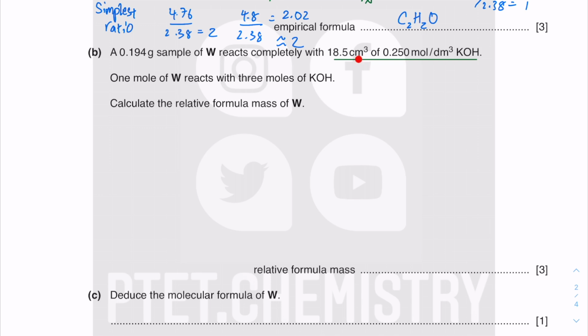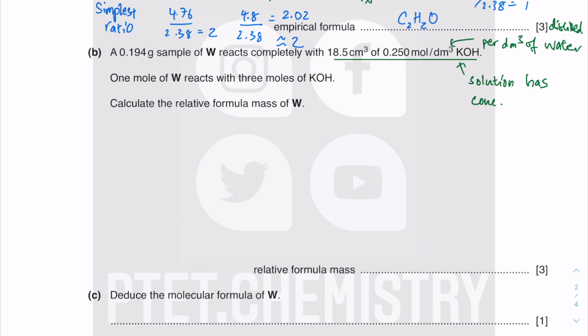So this is volume in cm cube. This is a solution. A solution will have concentration. Because a solution is dissolved in water, the mole per dm cube means how many mole of KOH is dissolved in 1 dm cube of water. This is per dm cube of distilled water or deionized water.